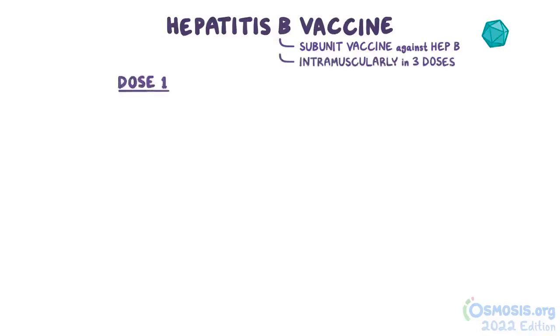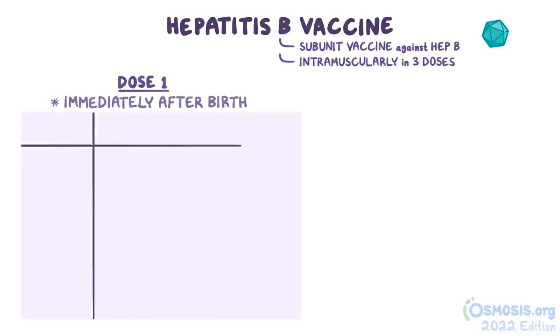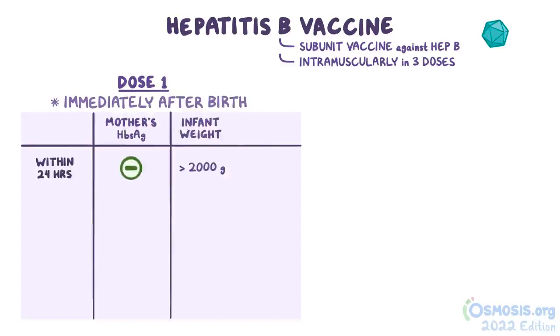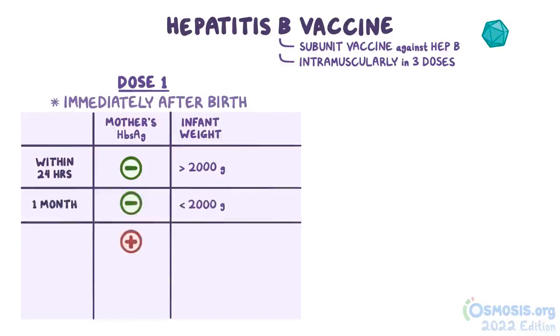The first dose is usually given immediately after birth and at least within 24 hours of birth if the mother is negative for hepatitis B surface antigen, or HBsAg, and the infant weighs more than 2,000 grams. If the infant weighs less than 2,000 grams at birth, then the first dose is given at 1 month of age. If the mother is positive for HBsAg, regardless of the infant's birth weight, the first dose is given within 12 hours of birth, along with a dose of hepatitis B immune globulin, or HBIg for short.